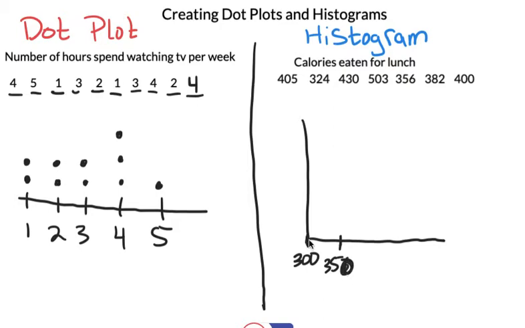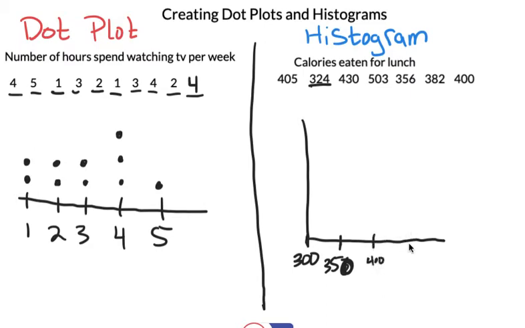And the reason I chose 300 and 350 is because if I look at my data points here for how many calories were eaten for lunch, the lowest number that I see is 324. Again, we have quite a range here. We're going to go all the way up to 503. So that means I'm going to go ahead and choose a range of like 50 units, or 50, in this case, calories. So to create this x-axis here, I'm just going to go up by 50 each time.